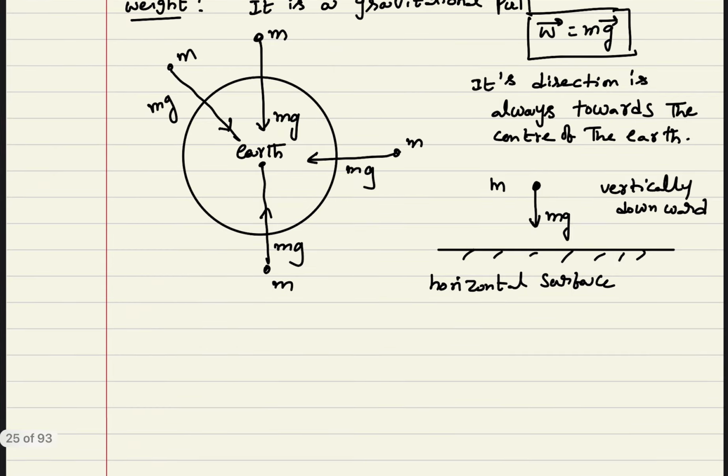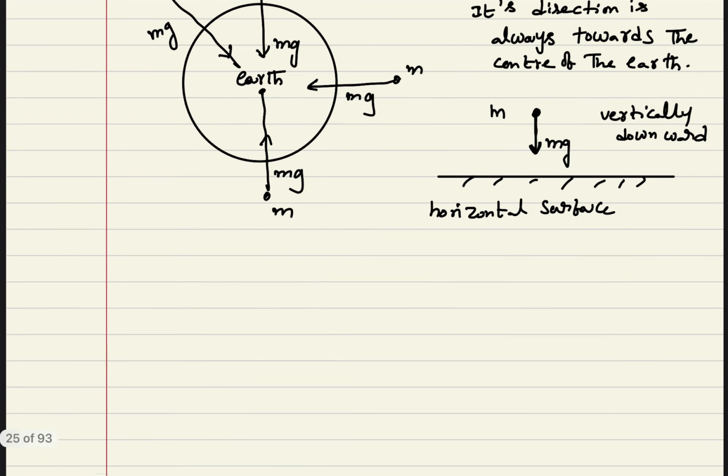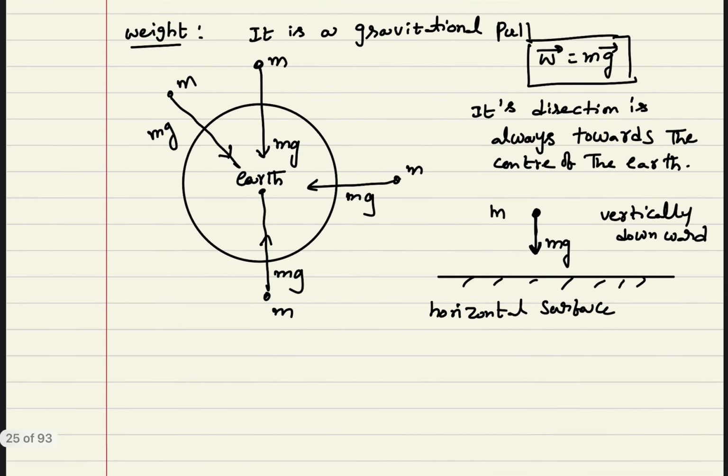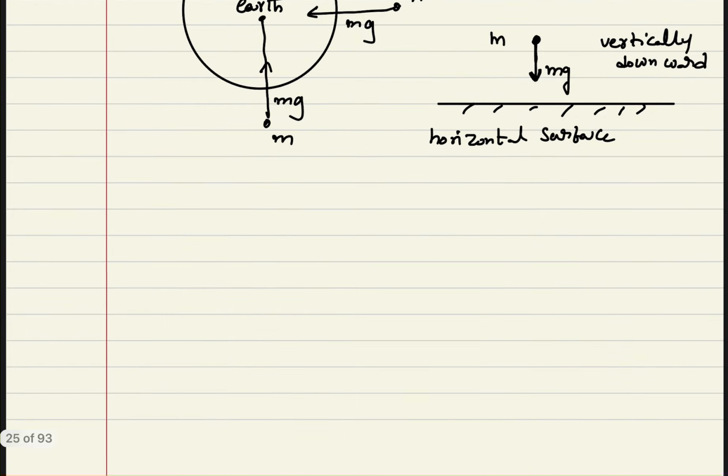The free body diagram of this is mg. That's all. The force acting on the body is mg. That is the only free body diagram of the weight of the body. How will this weight act for different cases? Let us consider a body of mass m placed here. The weight of the body will act as mg in the downward direction.